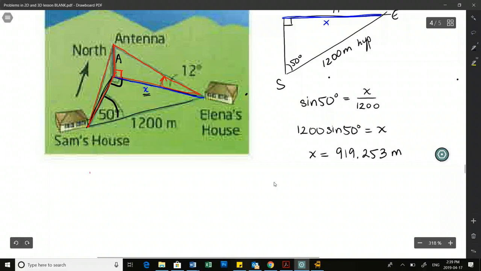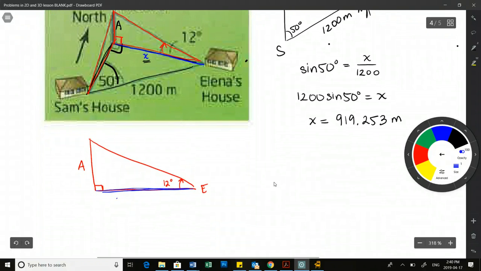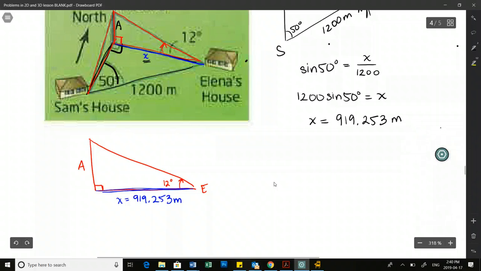Okay, now taking this triangle that's up in the air, this is the antenna. We're making the assumption that the antenna meets the ground at an angle of 90 degrees, that it's perpendicular. And this is Elena's house over here. We found that the angle of elevation, when she looks up to the top of the antenna, is 12 degrees. This is that shared blue line, our x that we just found. So if x equals 919.253 meters, I should be able to utilize a trig ratio to help me find side A.